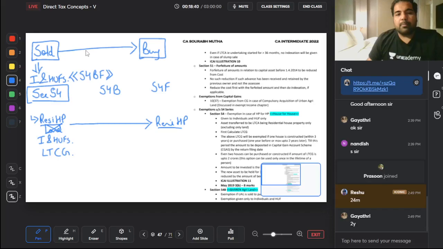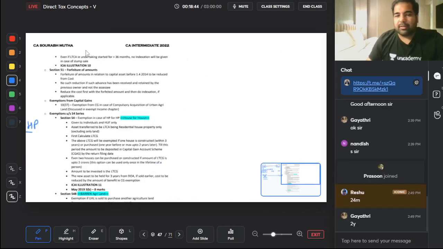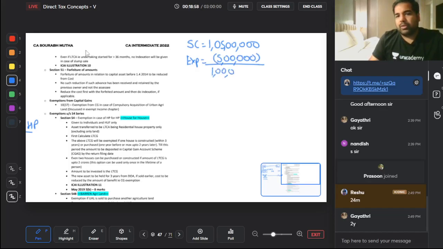Yes. And let's do one calculation. Let's say my sale consideration was 1.5 crores. My expenses on transfer were 5 lakh. I had to pay brokerage of 5 lakhs. So my net amount was 1 crore. That is the net sale consideration. And against this net sale consideration, let's say I have an indexed cost of acquisition of 20 lakhs. So my long-term capital gain is 80 lakhs. Yes, that is my long-term capital gain.